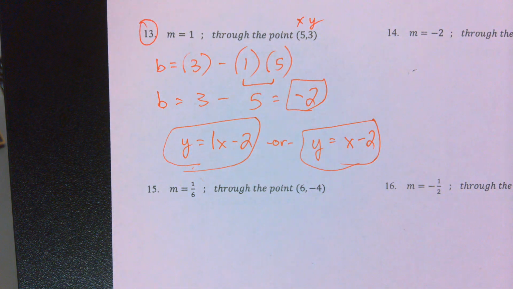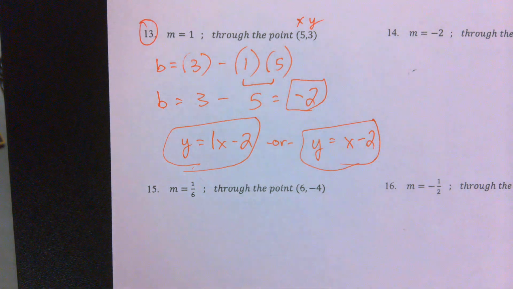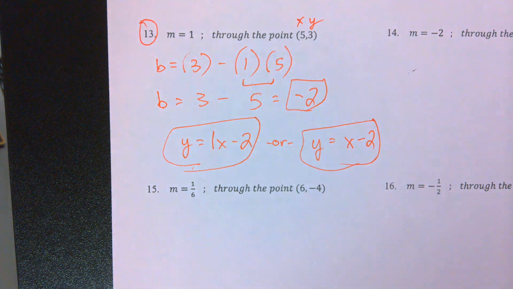That invisible one can be visible or not. It's up to you, whatever you're more comfortable with. If you like seeing that one in front, great. If you know that when you don't see a coefficient, that coefficient is 1, even better.